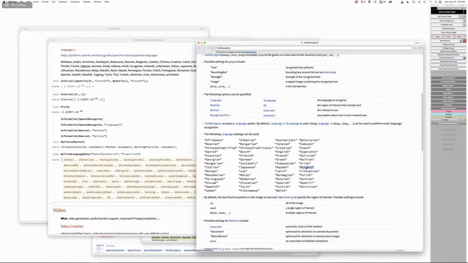What is that language? That's Kyrgyz, presumably from Kyrgyzstan. I've never heard of that language as spelled there. Okay, I'm wrong.